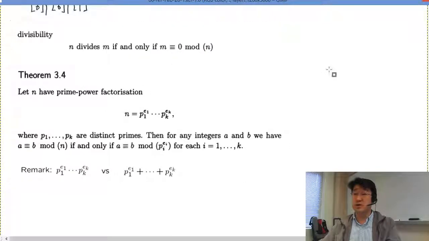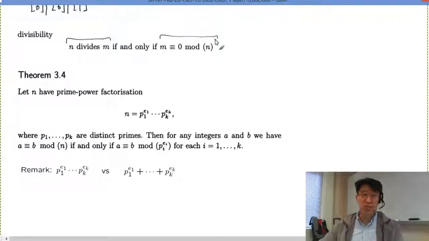Divisibility interpreted in terms of congruence. Here's a term, n divides m. Everybody understand that, right? But what is now the congruent version? m is congruent to 0 mod n. That's the same thing as n divides m, if you really think about it.